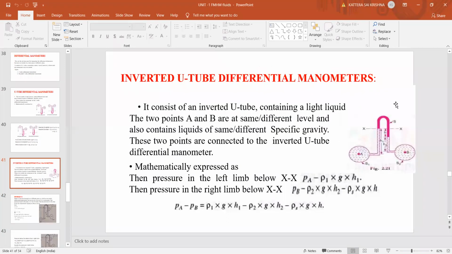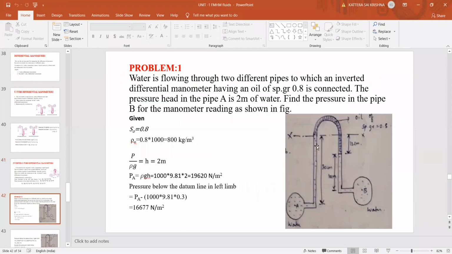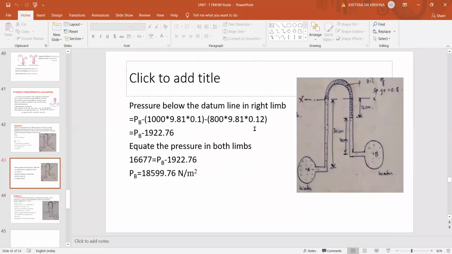And this is the inverted U-tube differential manometer, where the U-tube will be in the inverted form. Again, it is used for finding the pressure difference in two different pipes, or the same pipe connected at two different points. The same concept is used, but the only difference here is we'll use a lighter fluid, nothing but a fluid whose density will be less compared to the fluid which is flowing. So here, the specific gravity of this fluid will be less than the specific gravity of the fluid which is flowing. And we have solved the problems. Okay, I think we have solved all this.